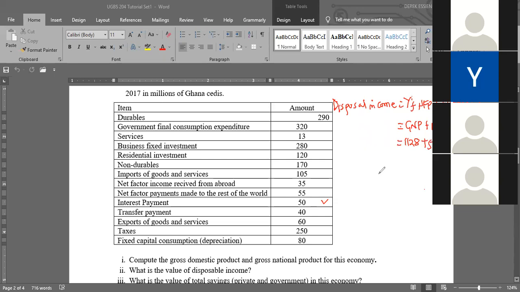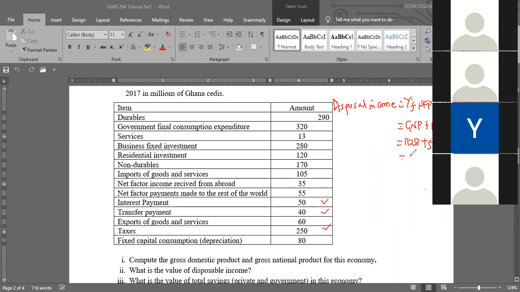What is our transfer payment? 40. Okay. The taxes is 250. You see, this work is not difficult.